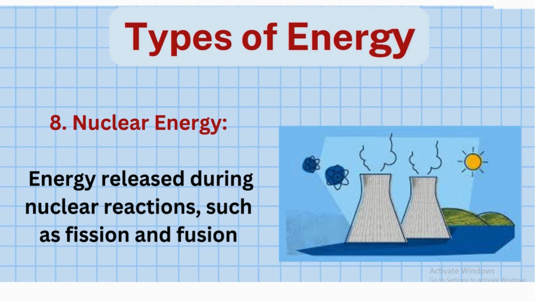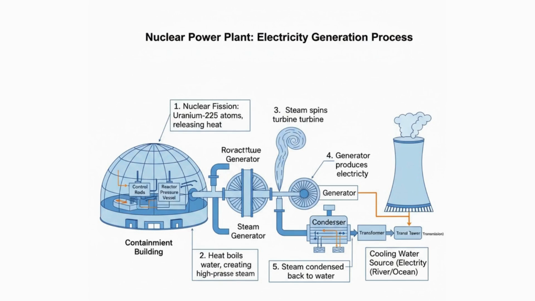Now, lastly, we discuss nuclear energy. Nuclear energy is the energy released during nuclear reactions such as fission and fusion. For example, nuclear power plants use controlled nuclear fission, splitting atoms, typically uranium, to produce heat. This heat is used to boil water and create high-pressure steam, which then spins a turbine connected to an electrical generator, producing electricity. This process is a major source of low-carbon power worldwide.